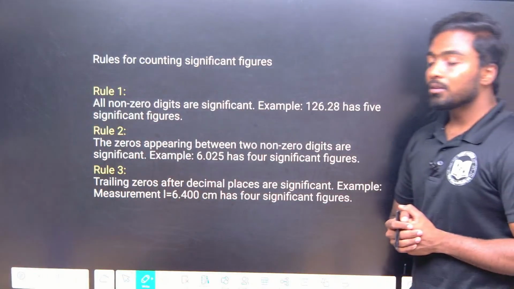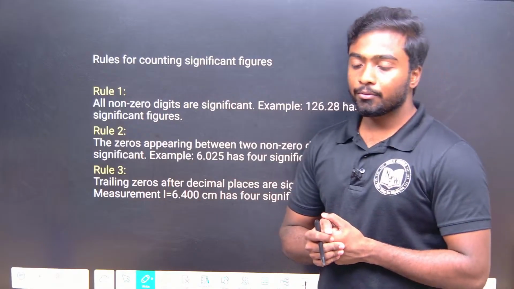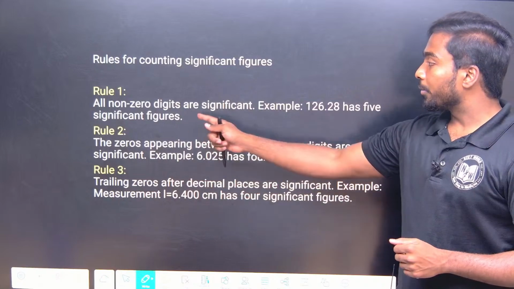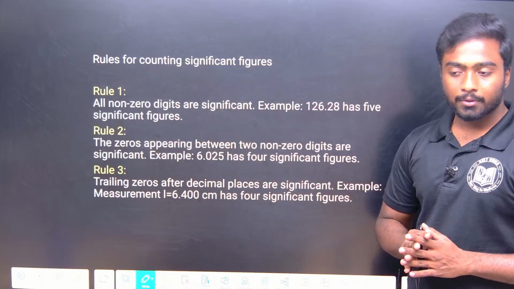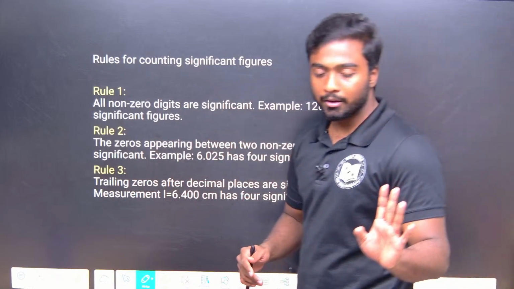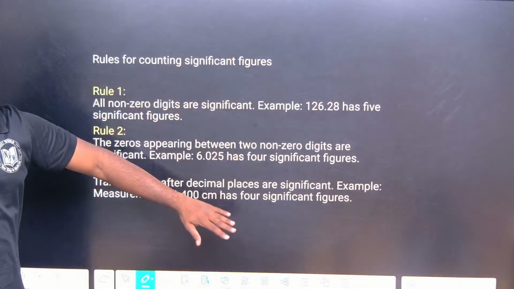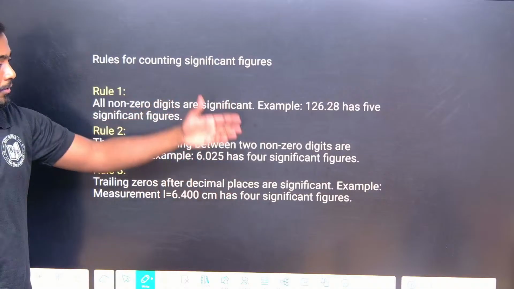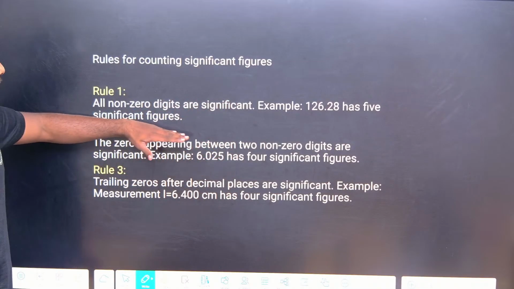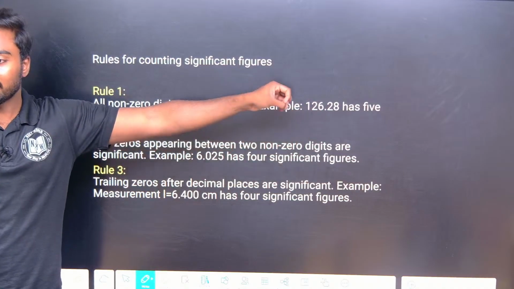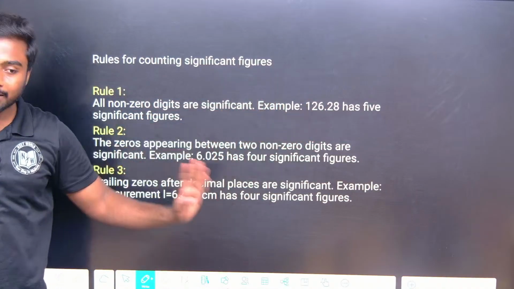Now the rules for counting the significant figures. Rule number 1: all non-zero digits are significant. We will go through the rules one by one. Don't confuse between the rules. So in the first rule, if I consider 0, it is non-significant. Other than 0, everything is significant.